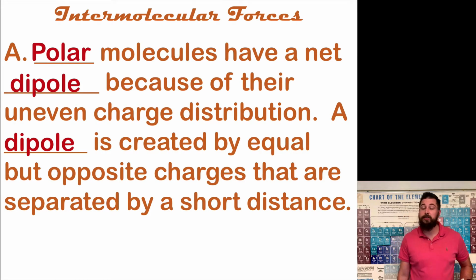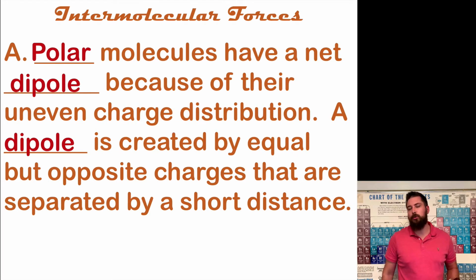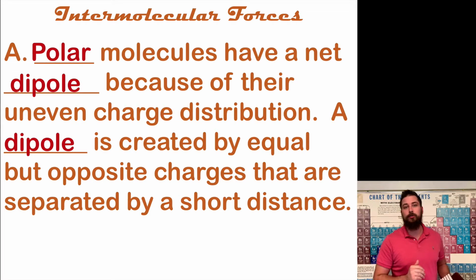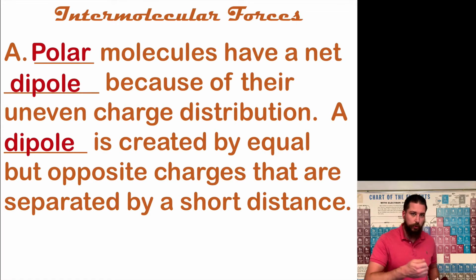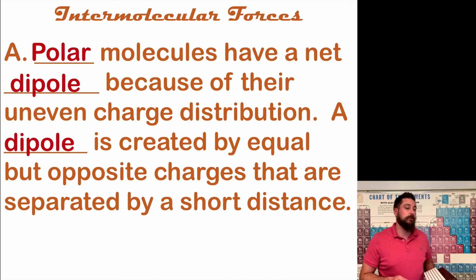All right, let's go ahead and talk about polar molecules. We've talked about polar bonds, and polar bonds occur in covalent bonds where there is an uneven sharing of electrons. The reason that happens is because one atom has a greater electronegativity than another one. Because it has a greater electronegativity, it has a greater pull on those shared electrons, and so it pulls those electrons closer to itself.